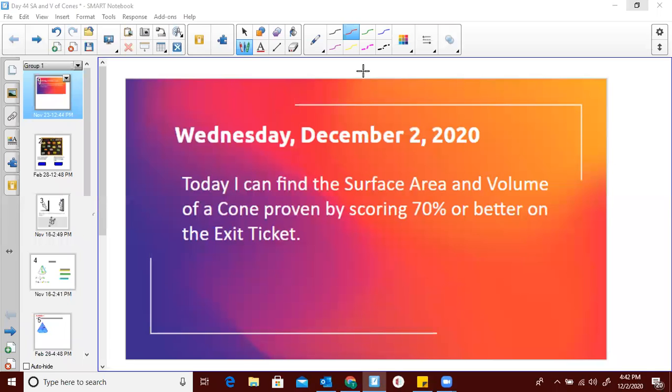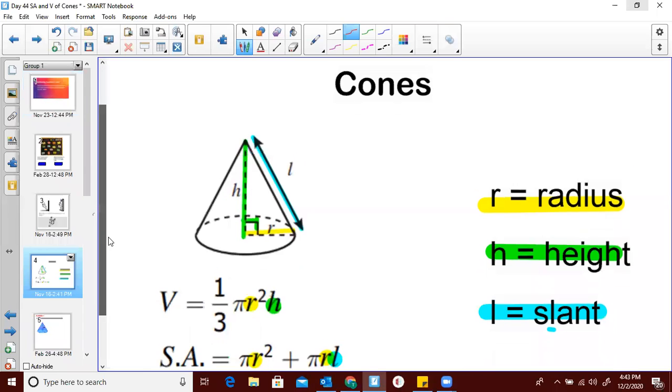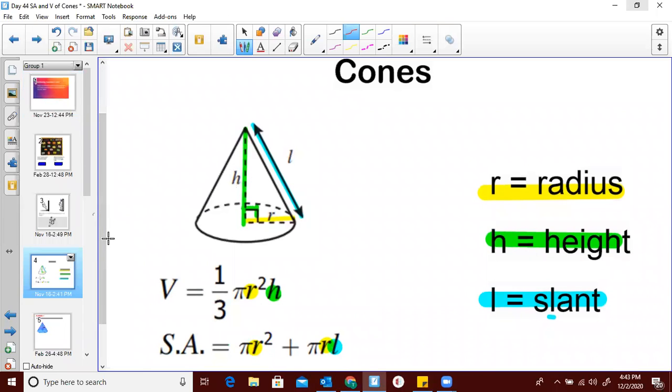All right, so today, guys and gals, we're going to be going over finding the surface area and volume of a cone. So just like yesterday, we're going to be heavy on Desmos, but I will show you the longhand way per se, or at least how to set it up, and then you can just type it in the calculator.